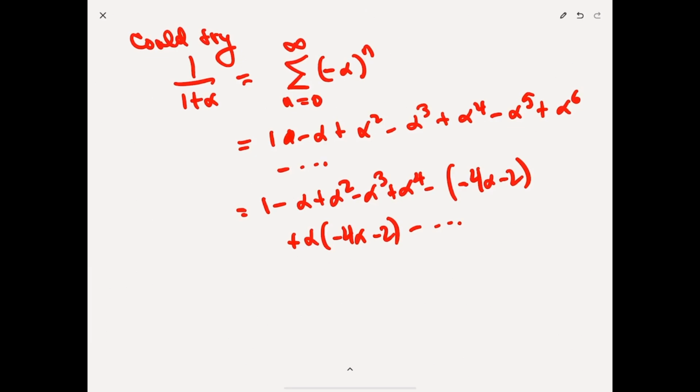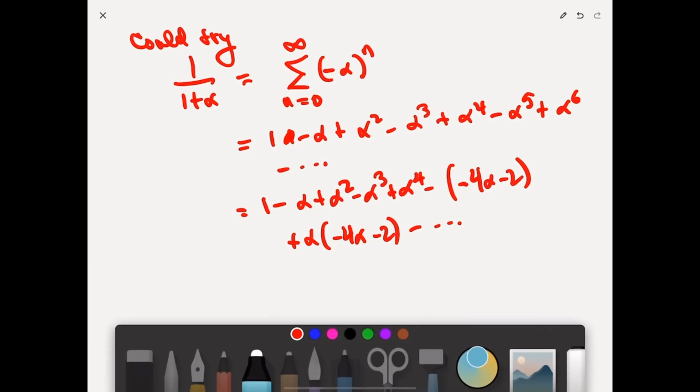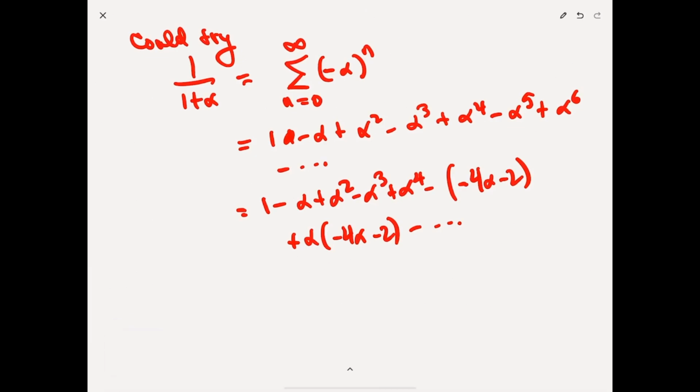Okay, and what happens is that this gets really messy, really hard, and I don't even know if you can make sense of this. So maybe it doesn't even work.